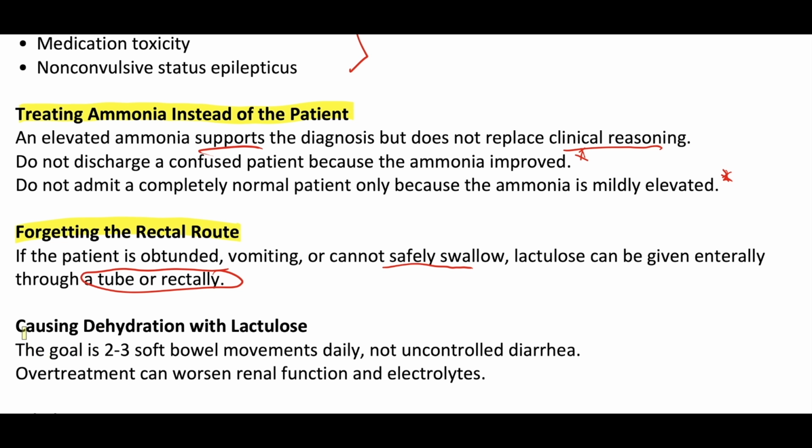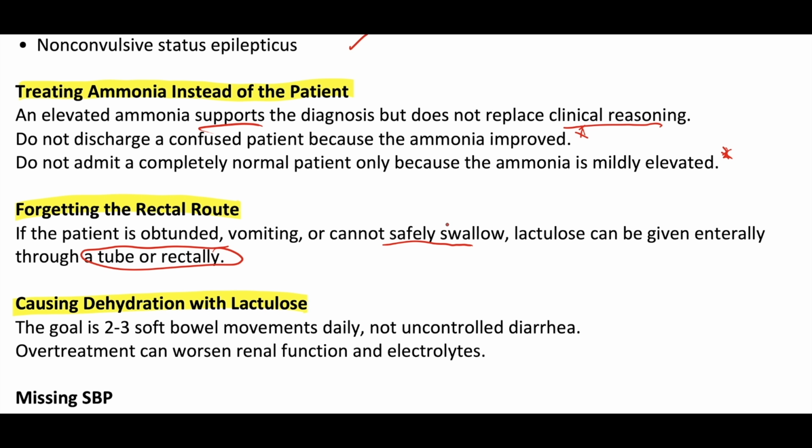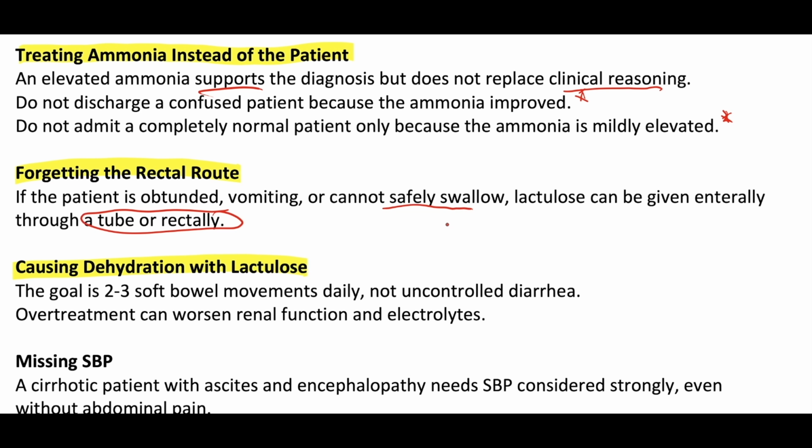And then common pitfall number 4 is causing dehydration with lactulose. This is that overdosing, right? You want to shoot for 2 to 3 or 3 to 4 soft bowel movements daily, not just uncontrolled profound diarrhea, because overtreatment can cause electrolyte derangements, can cause dehydration, it can cause worsening renal function, and all of those things can actually be precipitants to then cause hepatic encephalopathy.